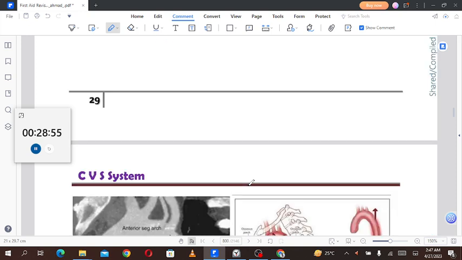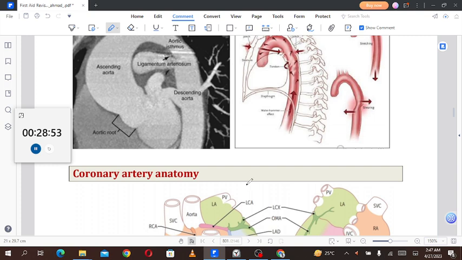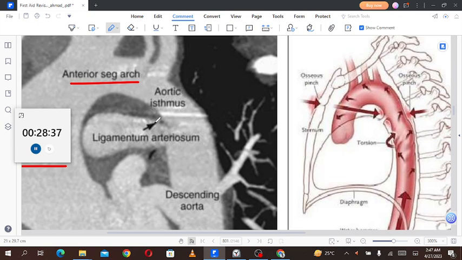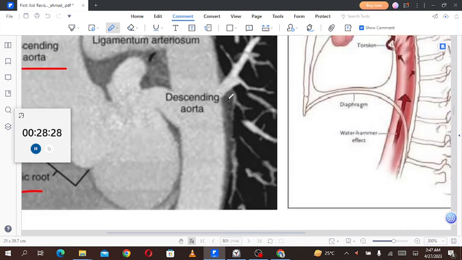Okay. Then we have the ascending aorta. So this is the aortic root, the ascending aorta, and the anterior segment of the arch. Then this is the aortic isthmus over here, let me zoom it in. This is the ligamentum arteriosum, which is attached to the aortic isthmus. This is the narrowest portion, as evident in the picture. Then the descending aorta and ligamentum arteriosum and so on.